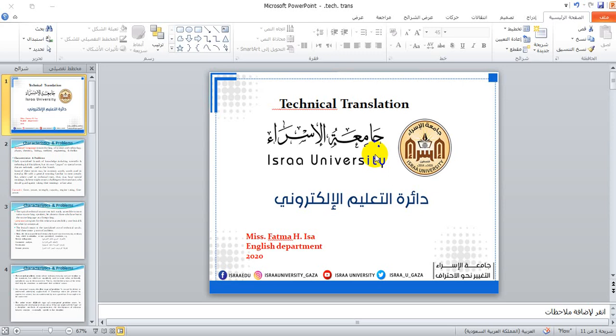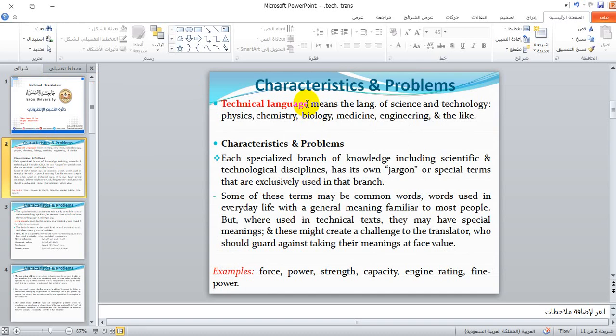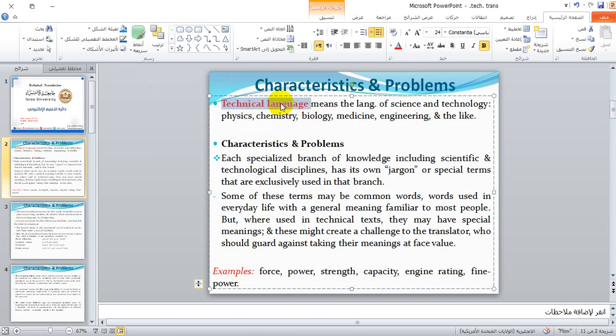Today, inshallah, we'll discuss technical translation. What do we mean by technical language? Technical language means the language of science and technology, for example, physics, chemistry, biology, medicine, engineering, and the like. Characteristics of technical language and the problems encountered in translating it are as follows.